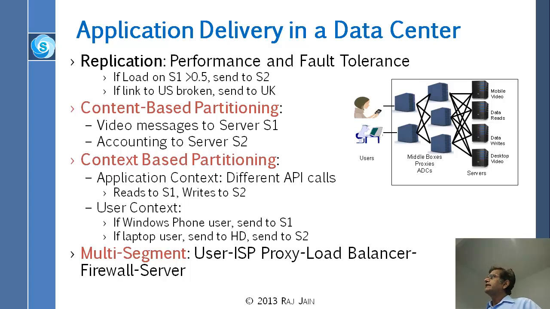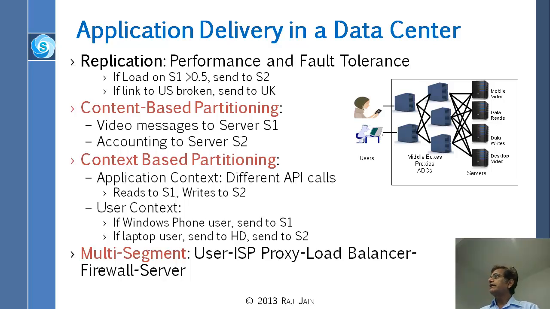In that case, there will be some box here in front of the servers. It will look at what the request is about. If it is about the video, it goes to server 1. If it is accounting, it goes to server 2, and so on. That is content-based partitioning. Context-based partitioning is that depending upon when and how and who did it, the request will go to a different server. For example, it could be application context: if it is a read, it goes to server 1. If it is a write, it goes to server 2. Maybe read server 1 is very fast, and write server 2 is good for writing, whatever reason, okay?